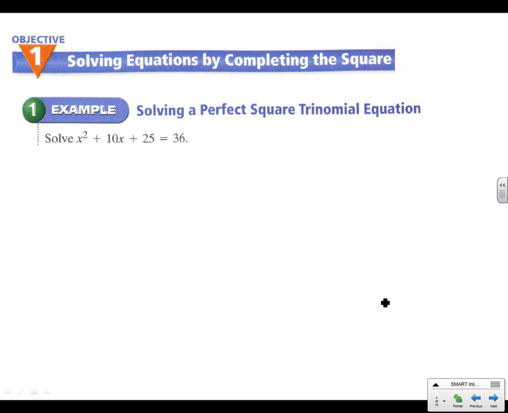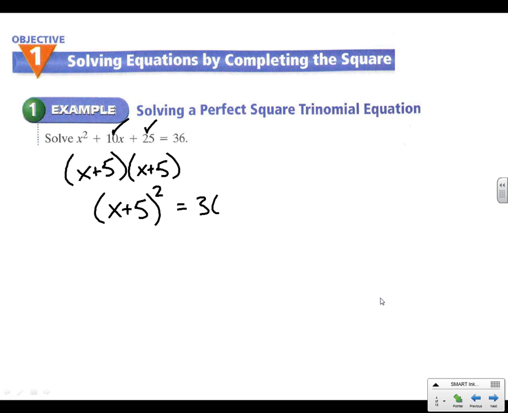So, sometimes we're going to be given a perfect square, right? If we add to 10 and multiply to 25, that's going to be x plus 5 and x plus 5. 5 times 5 is 25. 5 plus 5 is 10. And we can rewrite that, since there's 2 of them, as x plus 5 squared. And it still equals 36 on the other side.